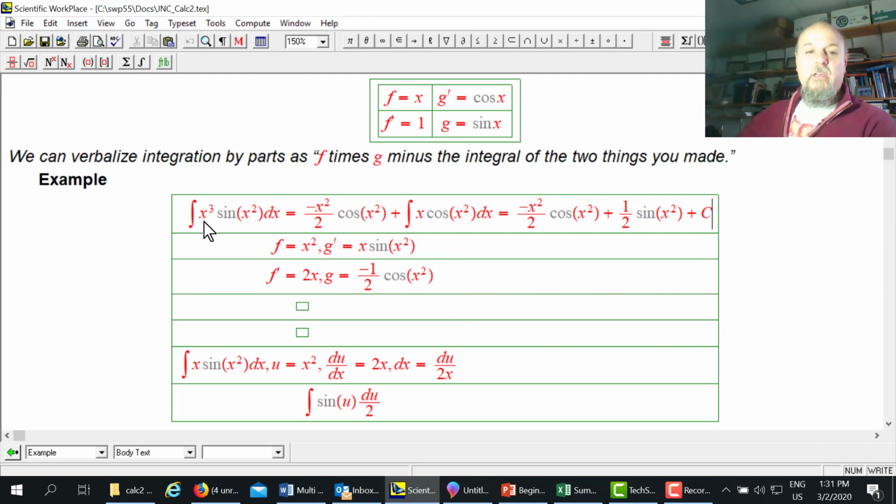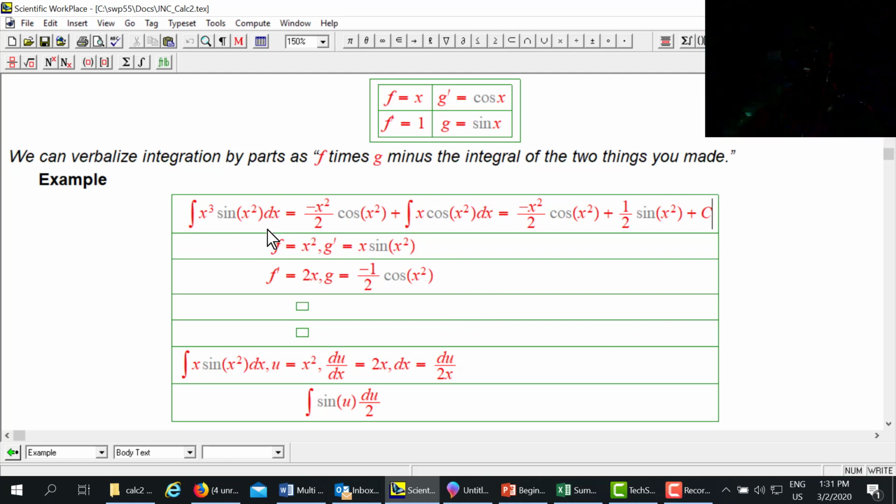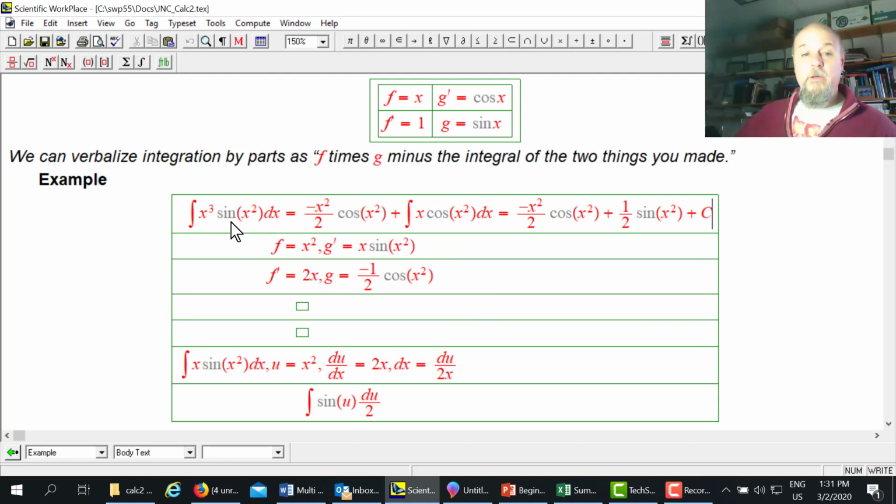Integration by parts, integrating this x cubed sine x squared. The purpose of this example, or what I wanted to show you, is that splitting the integral up into two parts is not always obvious. Trig, this sine x squared, wasn't the part; it was x times this. We needed to match this derivative so that we could do u substitution.